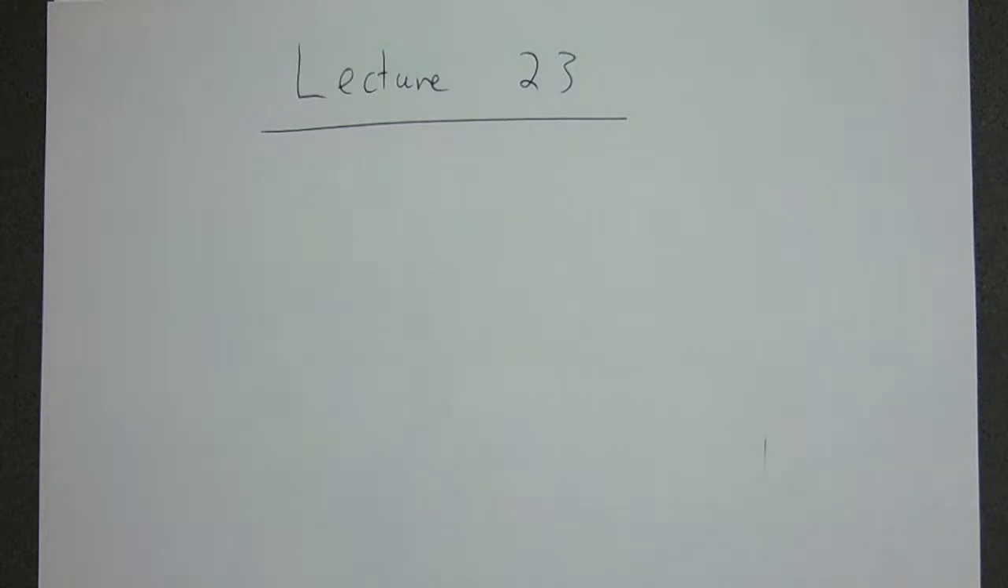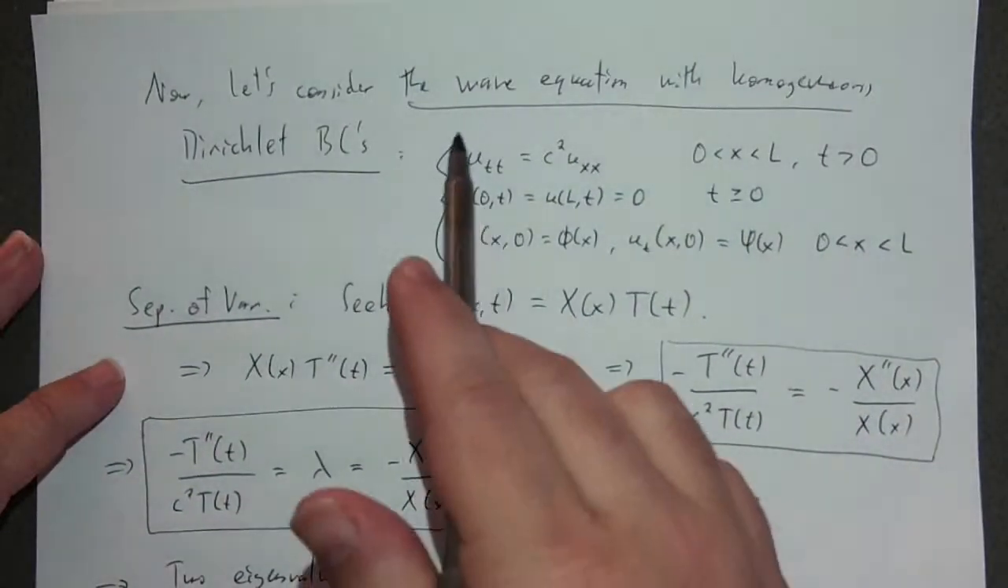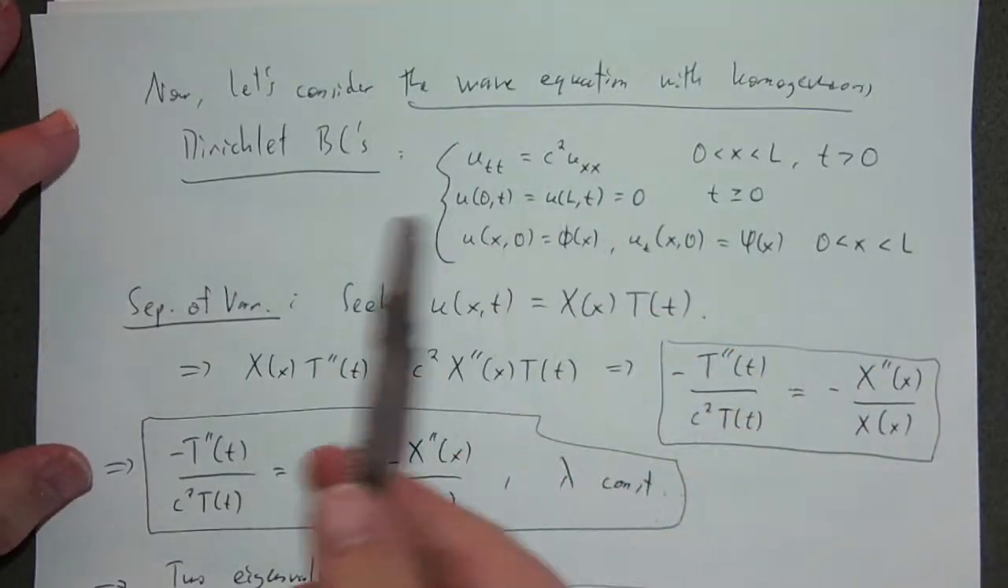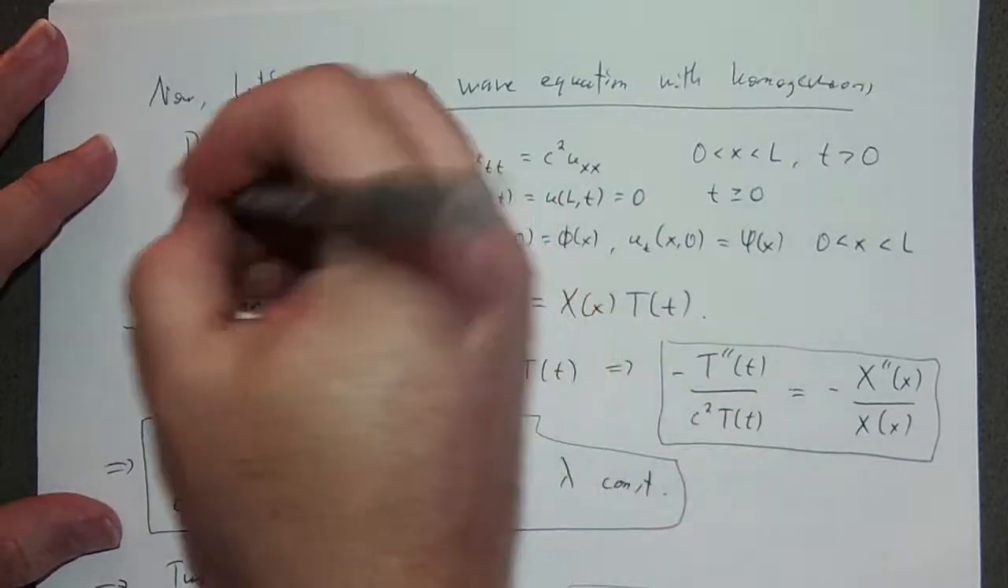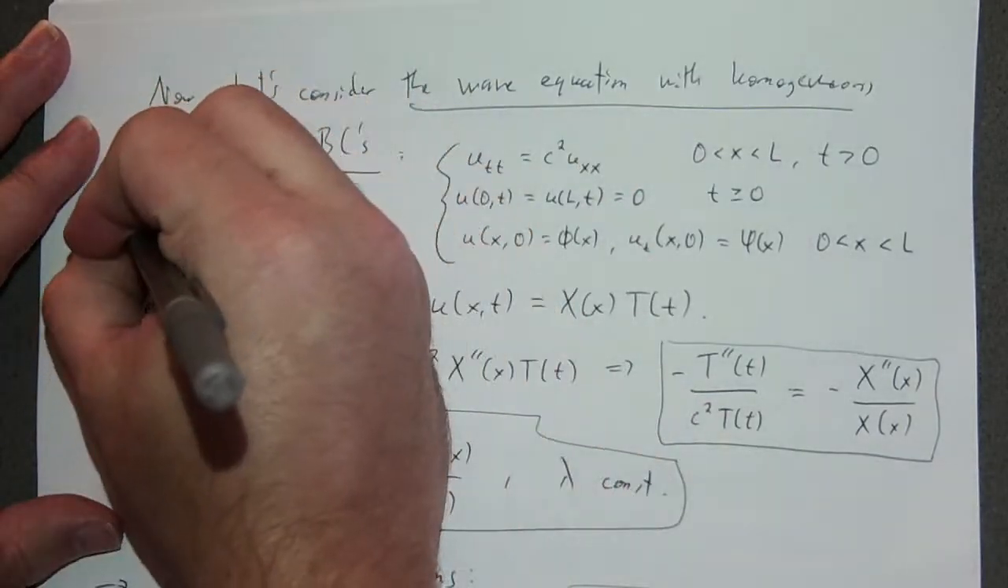Last time we ended with a discussion on using separation of variables to solve a BVP-IVP for the one-dimensional wave equation with Dirichlet boundary conditions. So this was the wave equation in question. If you recall the physical interpretation of what's going on here, this was a vibrating string with two fixed ends, right?